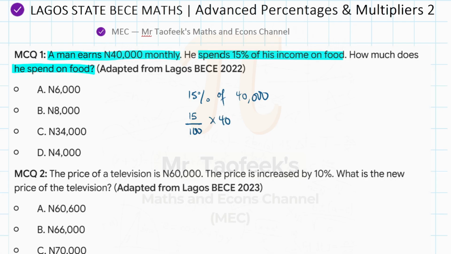So times 40,000. These two zeros in the denominator can take out two zeros there. So we have 15 times 400. You don't have to really stress yourself. All you have to do is just 15 times 4. 15 times 4, we know that's going to be 60. And then add the remaining two zeros, and that's 6,000. So we have 6,000 naira. How much did he spend on food? The amount is 6,000 naira, and that is option A.